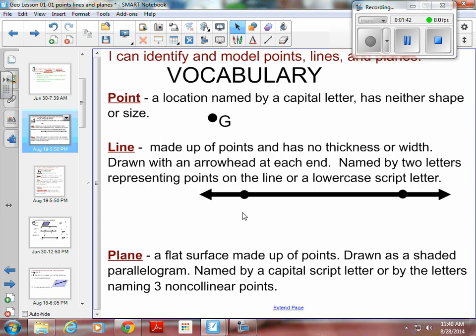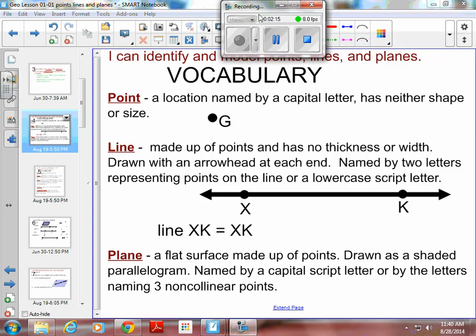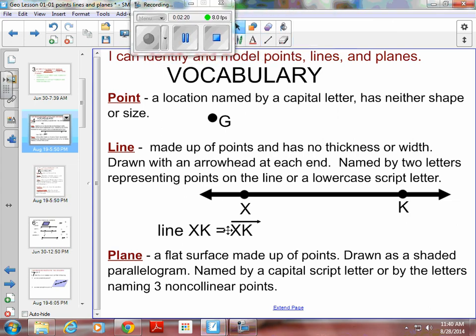Then I need to label my points. So this could be point X, and this could be point K. There we go. So capital letters for points. My line, I could call line XK if I wanted to. But then we need to put either the word line in front of it, or you could just put XK, and then over top of it you can put a line. And make sure you put the arrows that go on forever in both directions.